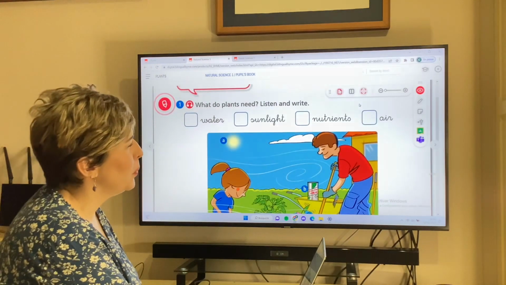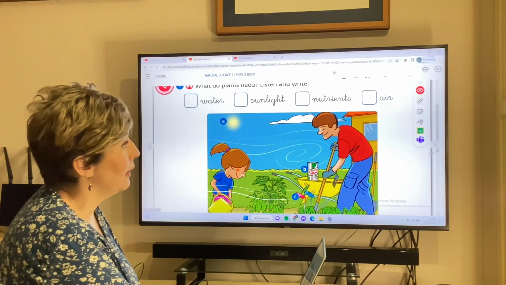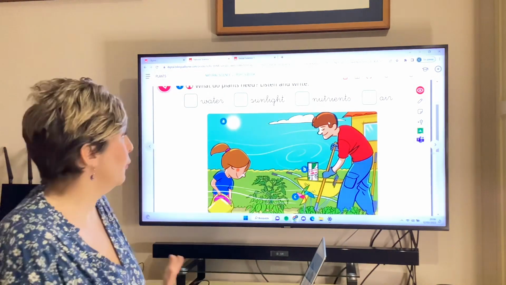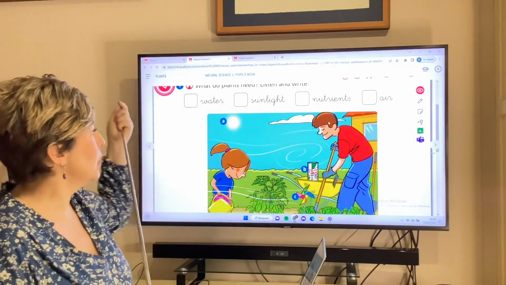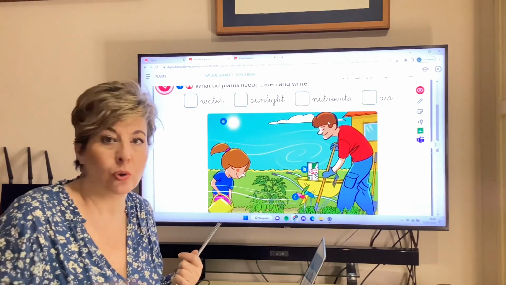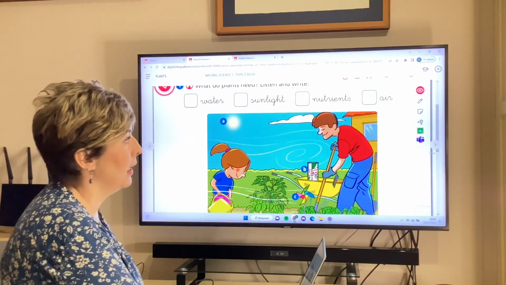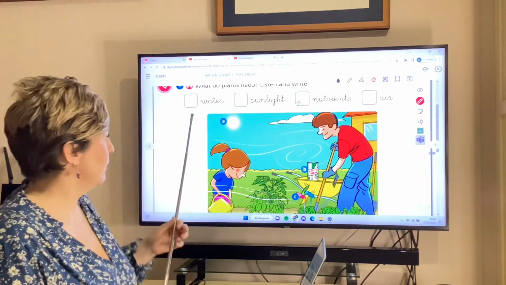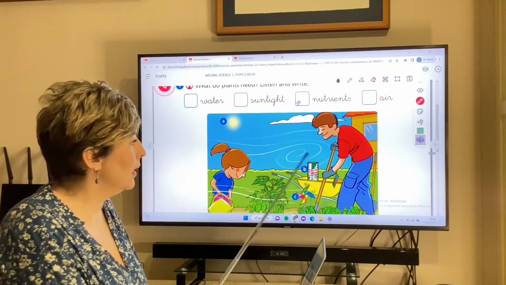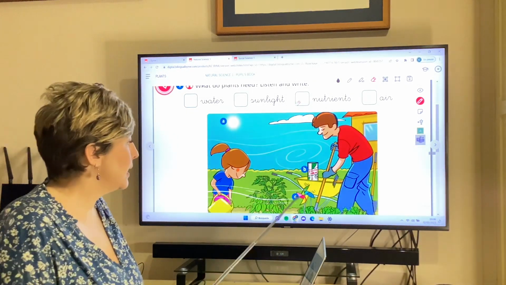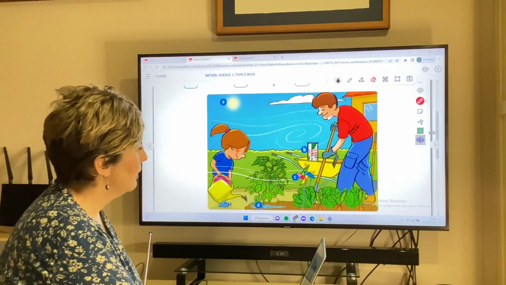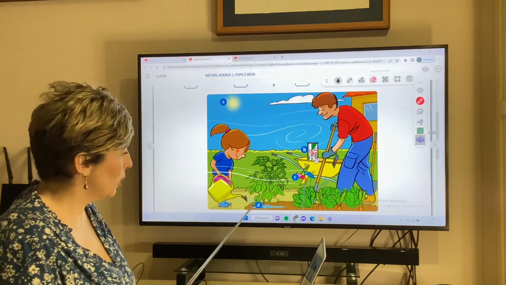Remember, this is super important. What are the 5 things that plants need? Here you only have 4, but remember that there are 5 because they need nutrients and they also need soil. Nutrients and soil. Soil is la tierra. Okay, look at the picture. A is sunlight. B are nutrients. C is air. And D is water.